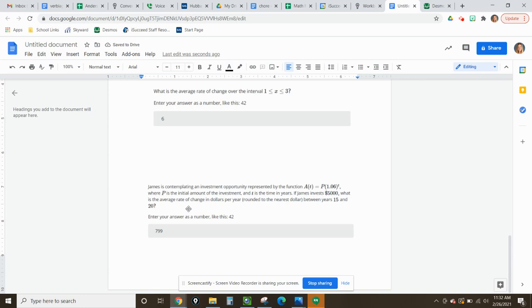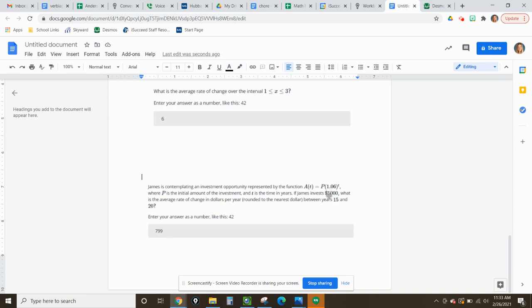Okay, so James is contemplating an investment opportunity represented by the function A(t) = P times 1.06^t, where P is the initial amount of the investment and t is the time in years. If James invests $5,000, what is the rate of change in dollars per year, rounded to the nearest dollar, between years 15 and 20? Okay, so we're going to use this formula.